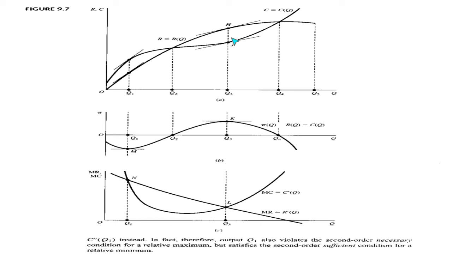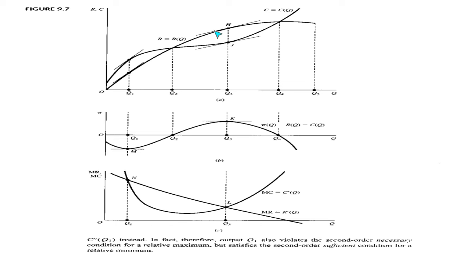And we obtain another point here, where the total revenue is above total cost, so the profit is positive. Here at Q1, the profit is negative. We have a loss. At Q3, the profit is positive. The total revenue is over total cost. There is a positive profit. And again, the slopes of the two curves are parallel. They are the same.